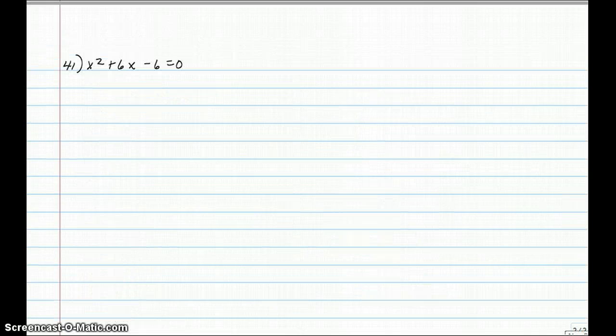Okay, our next problem is number 41, x squared plus 6x minus 6. You know you're going to have your square. You know there's going to be some dimensions. Here and here are going to be x, and this has to be x squared. Go ahead and see if you can complete the square using this idea, and then turn the recording back on and check your work.